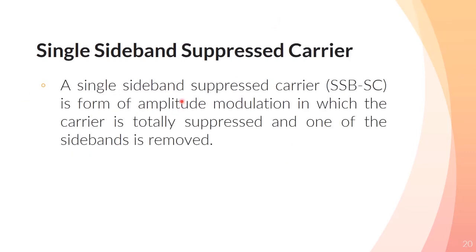A single sideband suppressed carrier, or SSBSC, is a form of amplitude modulation in which the carrier is totally suppressed and one of the sidebands is removed. The single sideband suppressed carrier, similar to single sideband full carrier, requires half as much bandwidth as the conventional double sideband AM and less transmitted power.